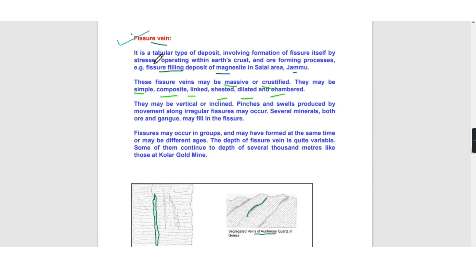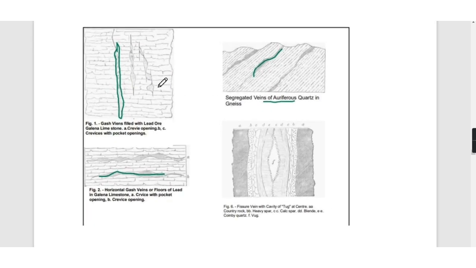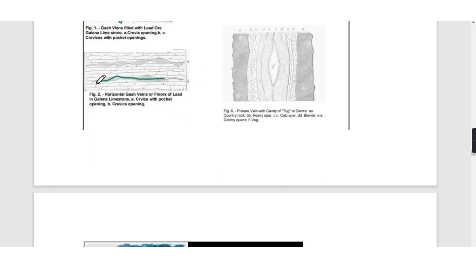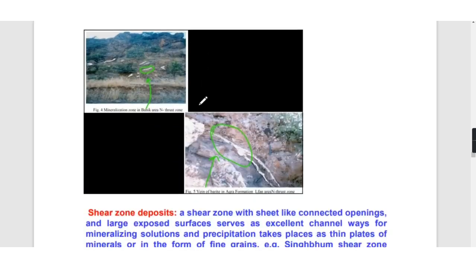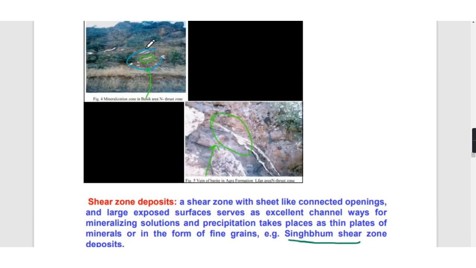So fissure veins are a tabular type of deposit. Okay, so no need to discuss about it. And these are the examples. These are again gash veins. These are segregated veins of auriferous quartz. Okay, this gray part, this is veins. These are horizontal gash veins. These are also veins. This white part is vein.